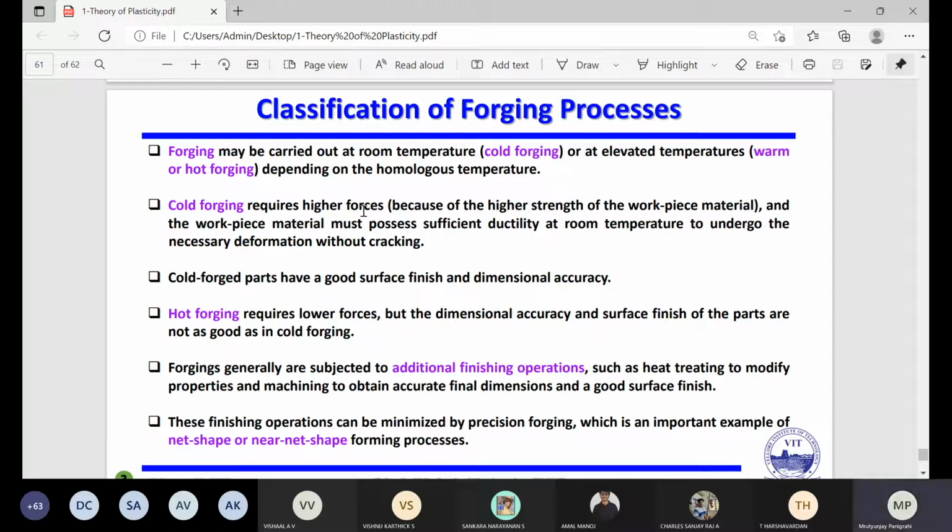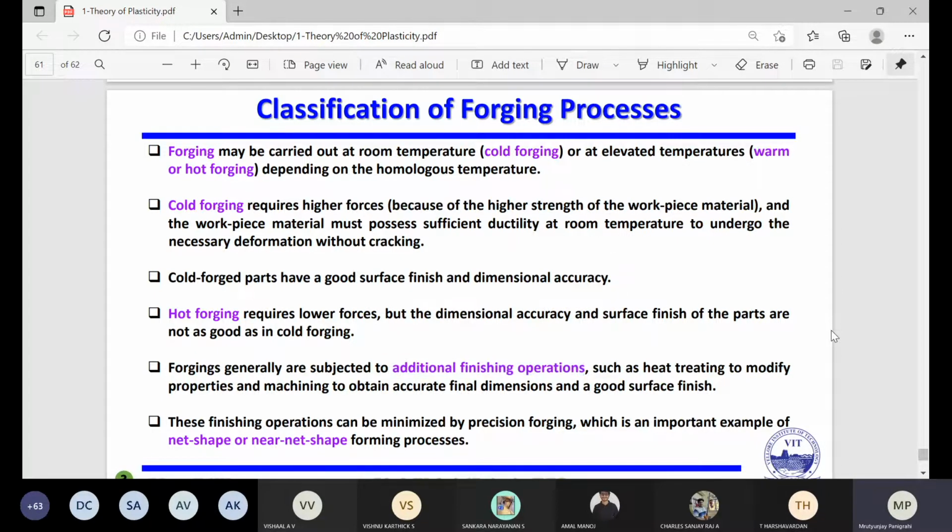So there are two things. In cold forging, you are using high forces, whereas in hot forging, you are using low forces. In cold forging, the parts or product you are getting have a good surface finish, whereas in hot forging, you are not getting a good surface finish. And forging is generally subject to additional finishing operations. You have to go for the additional finishing operation.